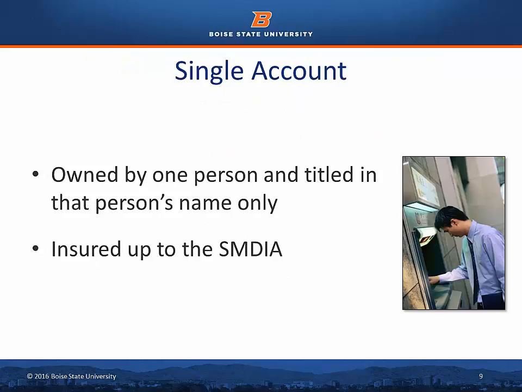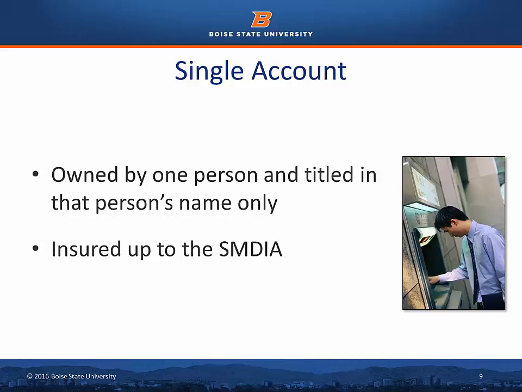A single account is a deposit account owned by one person and titled in that person's name only, with no beneficiaries. All of your single accounts at the same insured bank are added together, and the total is insured up to the SMDIA, currently $250,000 per person. For example, if you have a checking account and a CD at the same insured bank, and both accounts are in your name only, the two accounts are added together and the total is insured up to $250,000. Note that retirement accounts and eligible trust accounts are not included in this ownership category.